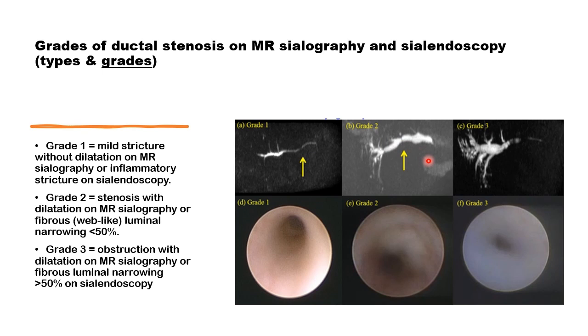In grade 2, there would be dilatation of the duct system, but the extent of the stenosis would be less than 50% of the lumen, and in grade 3 there would be marked dilatation on the MRI, and the extent of the stenosis on the endoscopy is more than 50% of the lumen.